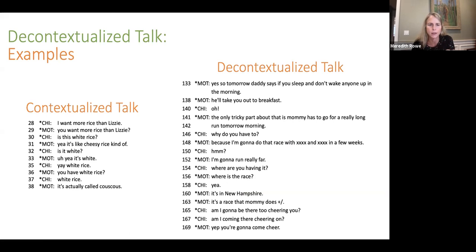And so you can see here on the left, in a little example of contextualized talk, the child says, I want more rice than Lizzie. The mother, you want more rice than Lizzie? The child says, is this white rice? She says, yeah, it's like cheesy rice. And the child says, is it white? Mother says, yeah, it's white. Child says, yay, white rice. The mother says, you have white rice. The child says, white rice. And then she says, it's actually called couscous.